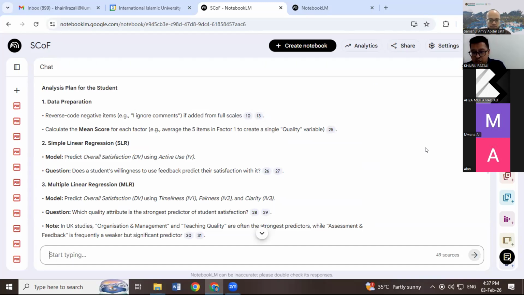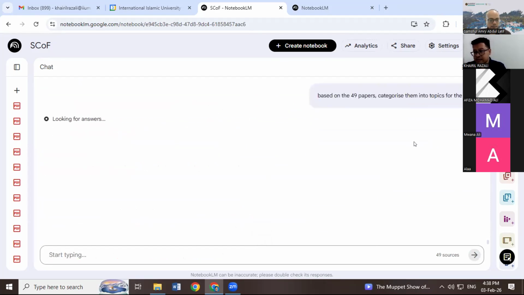So how can you use the 49 papers at this level? We talked about the earlier level here. So what you can do is ask it, okay, based on the 49 papers, categorize them into topics for the literature review, for the LR. Okay, so let's see what the response is to this.